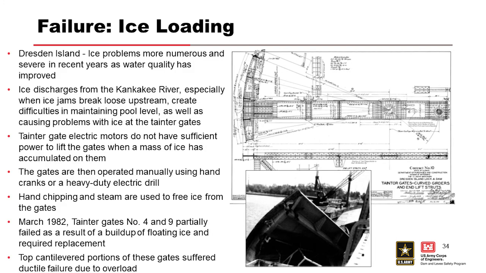This next failure is at Dresden Island. It was an ice loading, but this is more from moving ice, not necessarily expansion of the ice sheet, but ice flowing down the river. And this one in particular is more of a ductile failure. So it was more of a failure of this top portion.